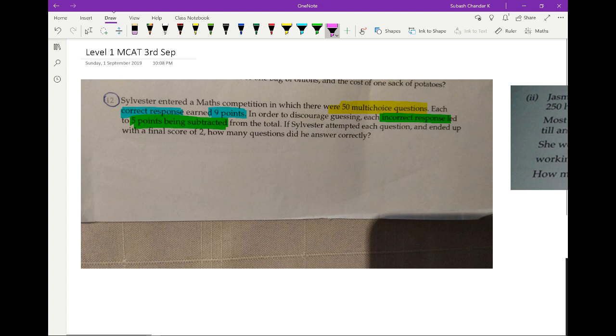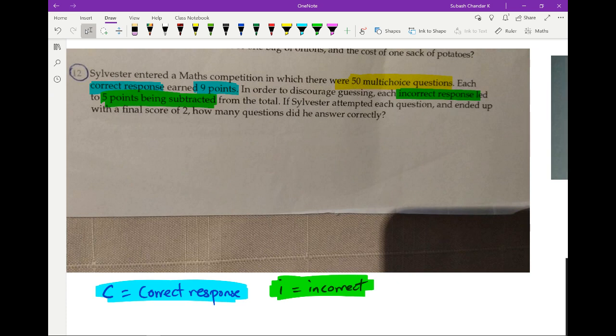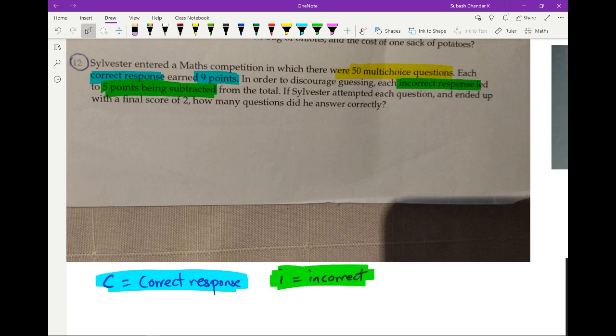Now the first thing I'm going to do is write down here that C is the correct response, and I as incorrect response. That's just me putting a letter to the variable. That's really important especially when you're doing simultaneous equations. Don't just go X and Y. It's a really good idea to show what each letter actually represents.